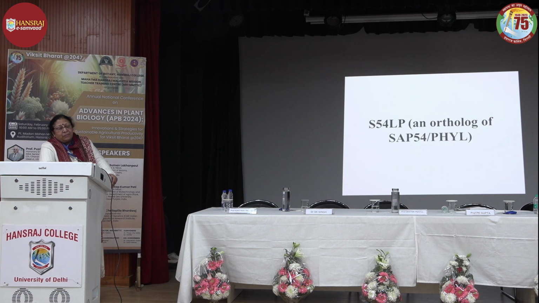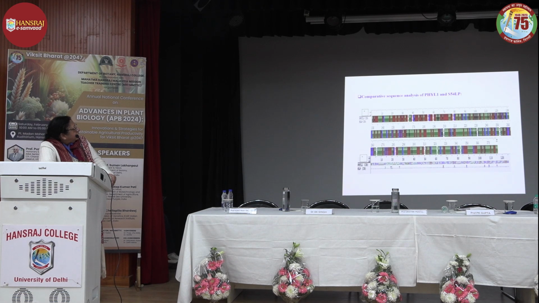When we studied in detail one of the effector molecules, called SAP54, our studies found that the SAP54 which has been reported in other crops from other places is different from what is actually present in a seasonal crop in India. So we have called it SAP54-like protein. But this is not identical to the SAP54 which has been reported in other plants.